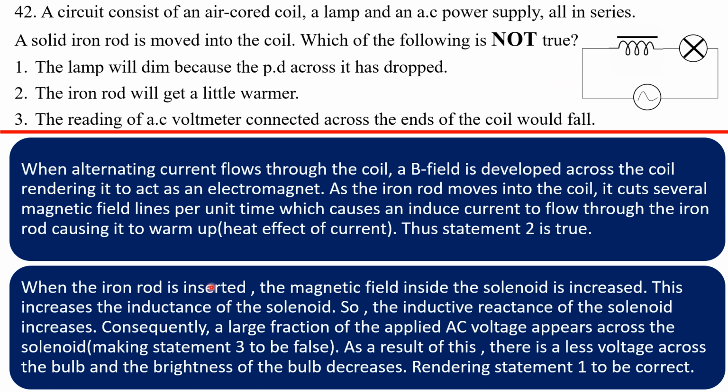When the iron rod is inserted, the magnetic field inside the solenoid is increased. This increases the inductance of the solenoid, so the inductive reactance of the solenoid increases. Okay, so this is an electromagnet, so I'm sending in a ferromagnetic material in there. It enhances the magnetic field. Because the magnetic field is enhanced, the inductive reactance increases, and so more PD is dropped across the solenoid. That's why less PD now falls across the lamp, and the lamp dims as a result. So our answer there is D.